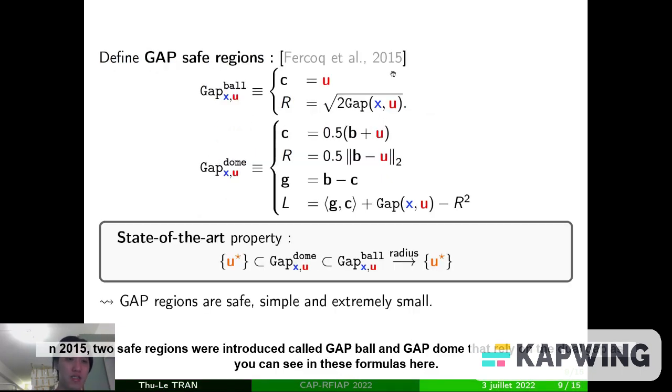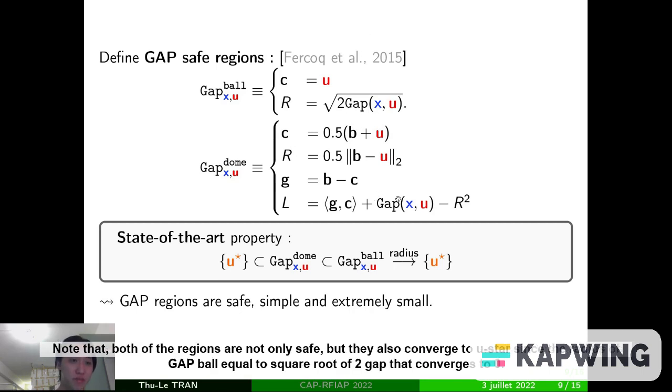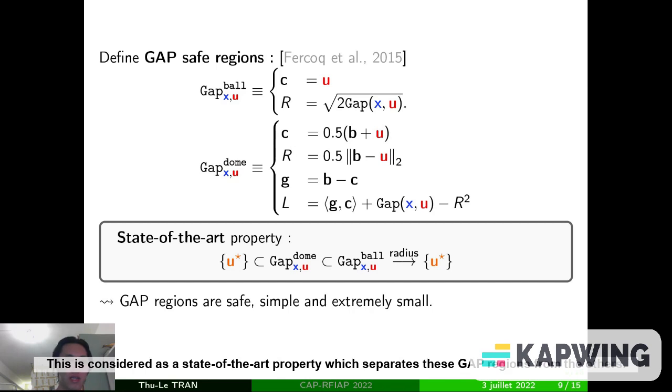In 2015, two safe regions were introduced, called the gap ball and the gap dome, that rely on the dual gap, as you can see here. Note that both regions are not only safe, but they also converge to u star, since the radius of the gap ball equals the square root of two times the gap, which converges to 0. This is considered the state-of-the-art property that separates these regions from the others. In other words, we can say that the gap regions are safe, simple, and extremely small.